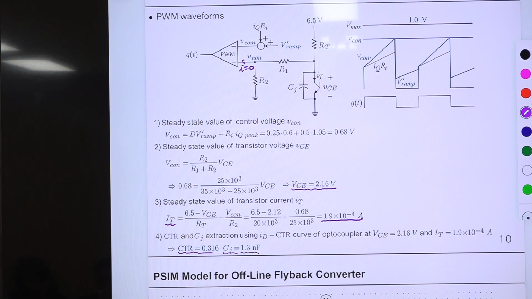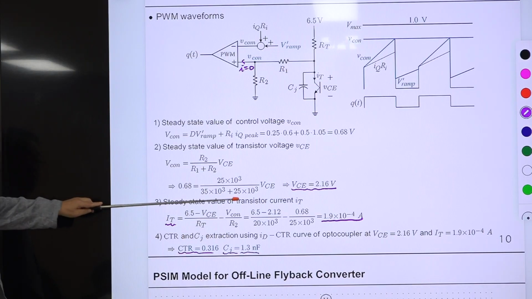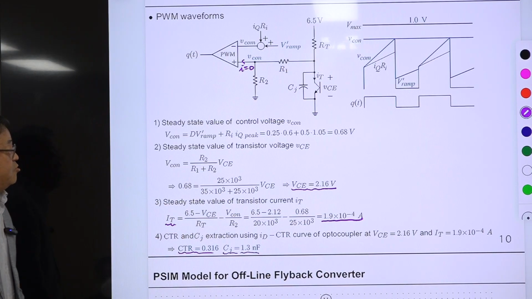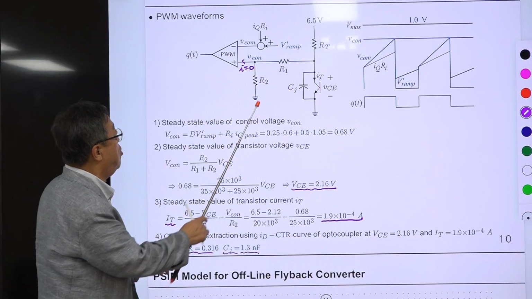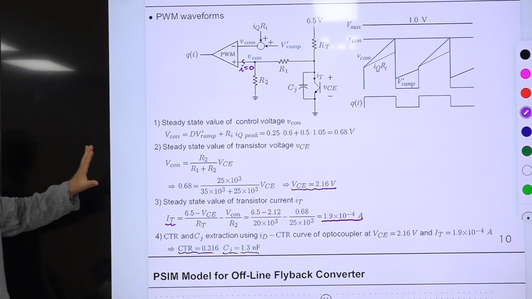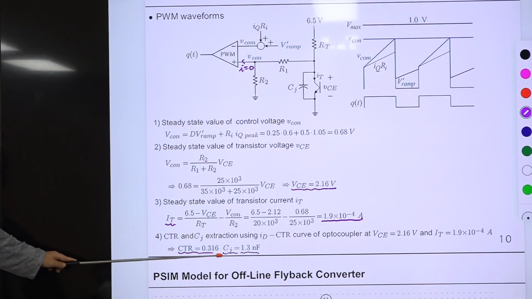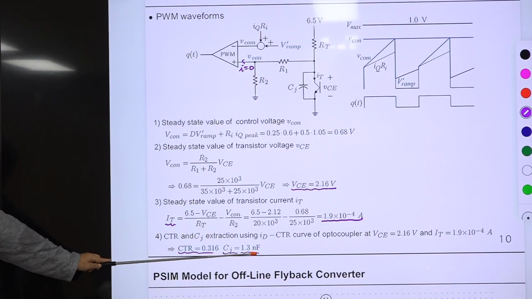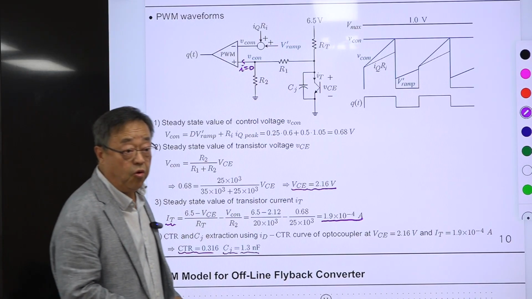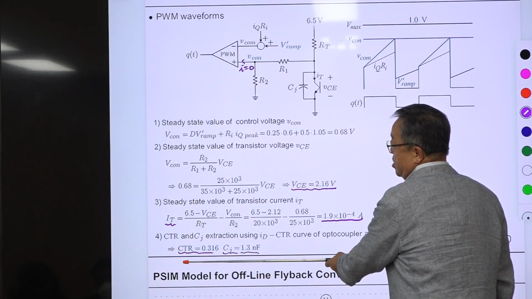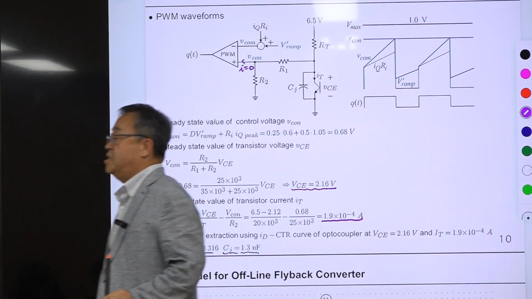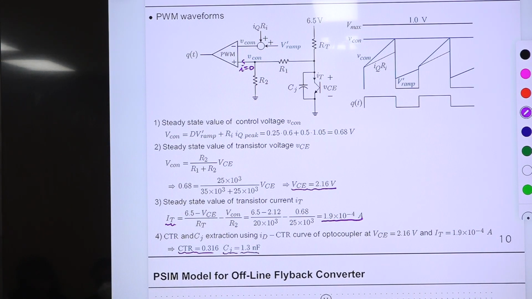Then you use this data sheet to calculate this and ID. Then you calculate this IT, then you measure the frequency response of this one. We went through that, some experimental setup. Then CJ is measured. So this is the experimental value we measured a long time ago, the empirical data. The CTR is this one, and the parasitic capacitance of this particular device was 1.3 nanofarad. So now everything is known.